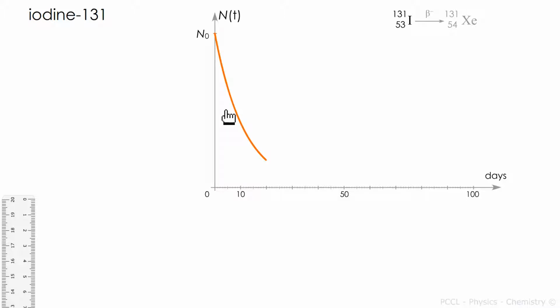On the other hand, the statistical law which governs the decrease of this population of radioactive nuclei is known. It looks like this. If the mathematical formula that describes this function is not in the program, you can be given this curve already drawn and asked to work with it. I will speak about the function in another video.